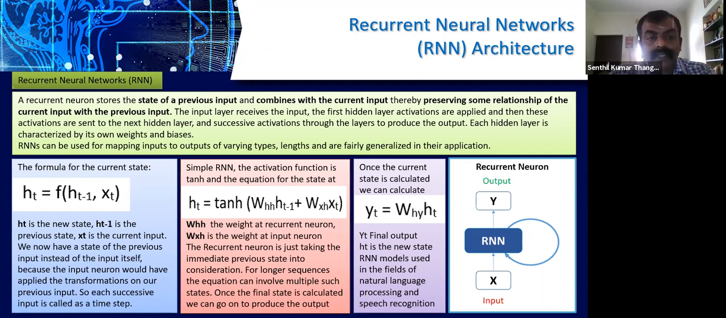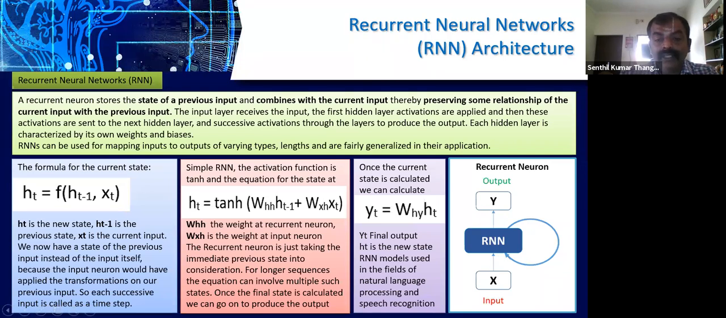As far as RNN is concerned, the expansion of RNN is recurrent neural network. The concept here is that there is a neuron, but it is called a recurrent neuron. The recurrent neuron takes an input and tries to preserve some relationship between the current input and the previous input, right?